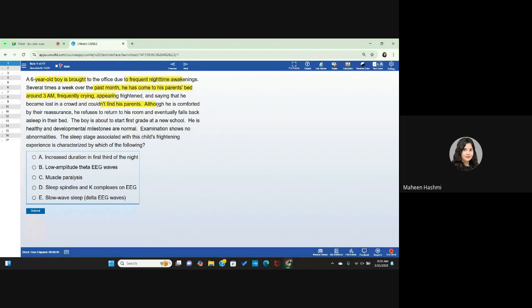All right. So basically, he had a bad sort of dream. Although he is comforted, he refuses to return to his room. The boy is about to start first grade. He is healthy, developmental milestones are normal. The sleep state associated with the child's frightening experience occurs in what stage of sleep? What do you think the answer is?